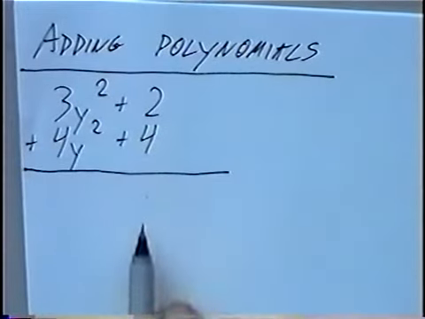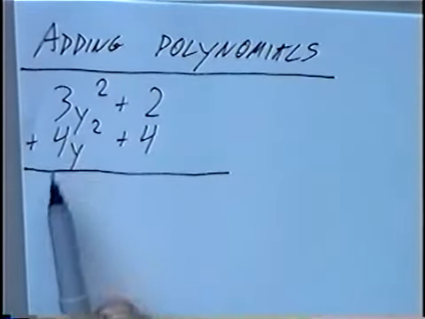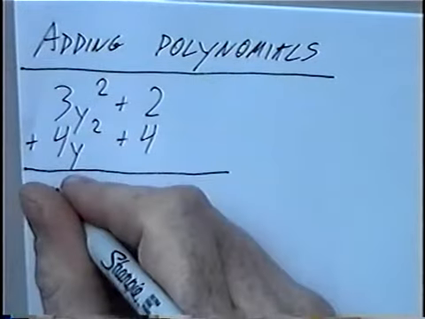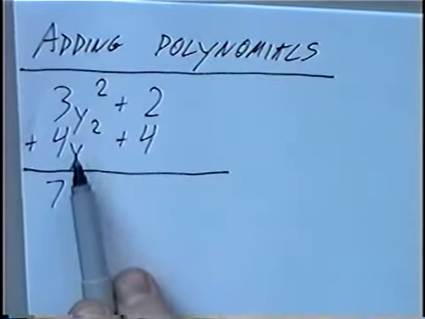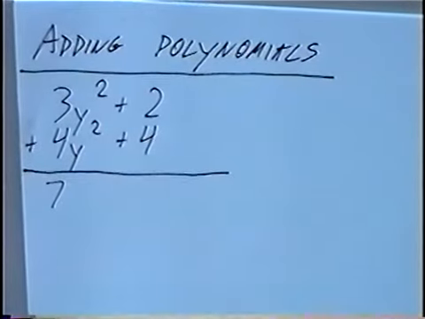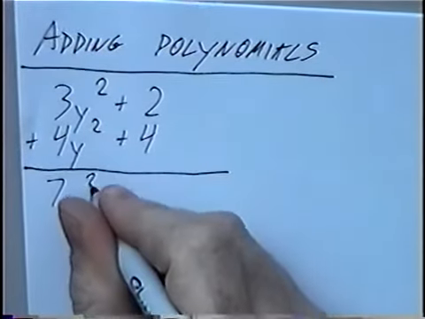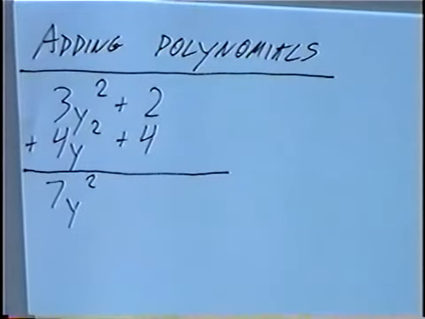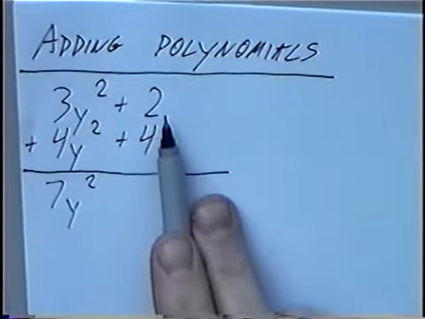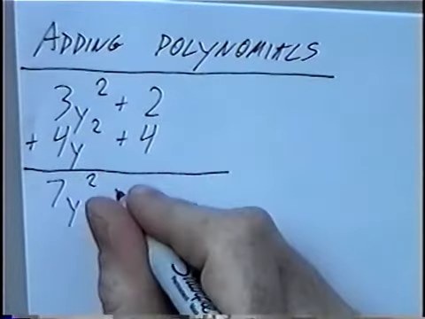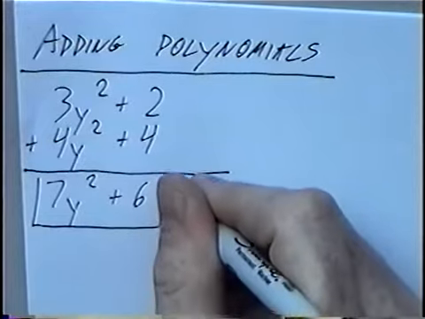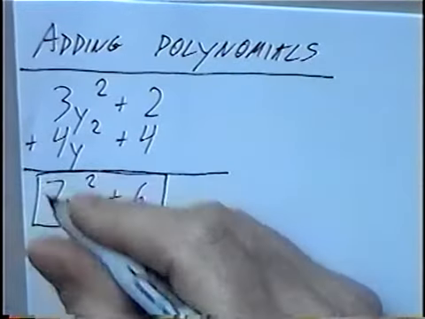We're going to add straight down. If we have 3y squared plus 4y squared, 3 plus 4 would be 7. And when you add similar variables or like variables, y squared would stay the same. So 3y squared plus 4y squared is 7y squared. And last part, 2 plus 4 would be 6. So our final answer is 7y squared plus 6.